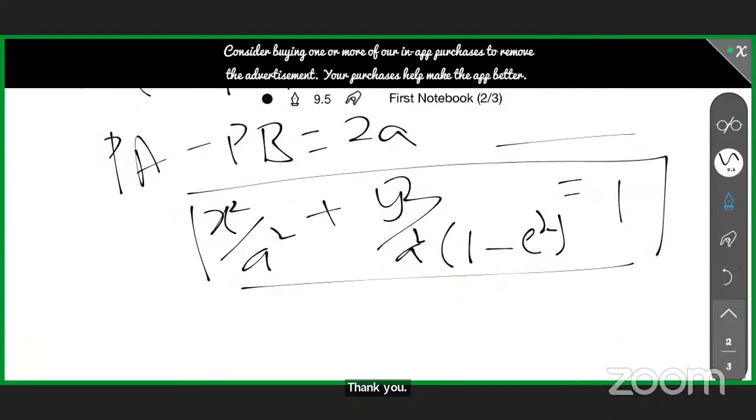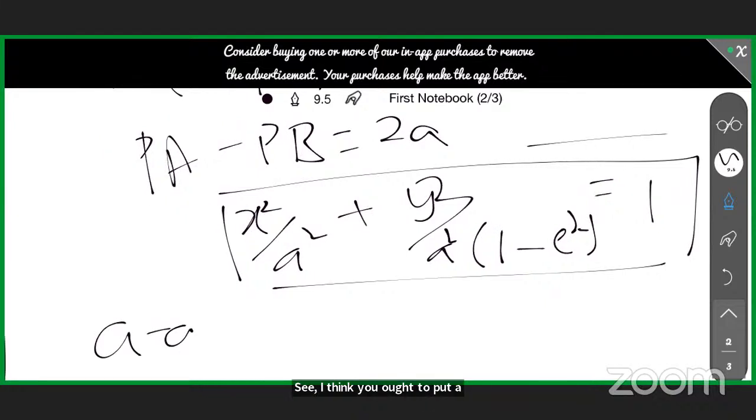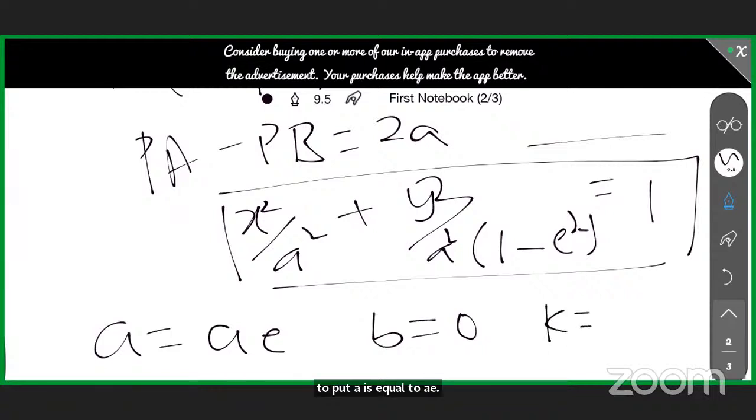See, nothing big here. You have to put a is equal to ae, b is equal to 0, and k is equal to 2a. When you substitute, if your denominator is getting 0, only then you have to go for y is equal to 0. Your denominator is not getting 0 there.